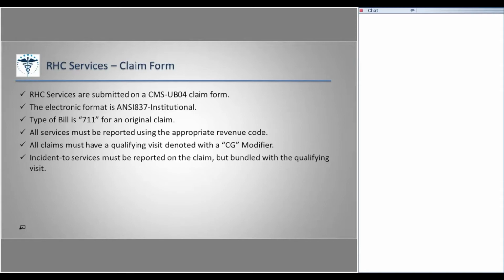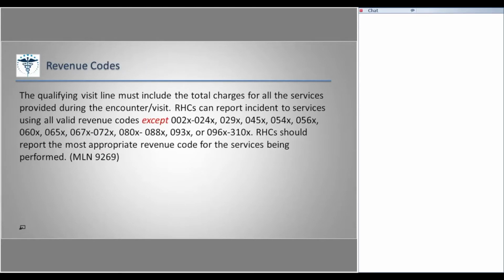We're going to submit our Part A claims on a CMS UB04, which in electronic speak is an ANSI 837 institutional claim. Our original claims are going to be 711 revenue or types of bill. We'll cover some other types of bill in advance. We have to use a revenue code. All of our qualifying visits have to be denoted with the CG modifier. We've got to report our incident to services on the claim, but bundled with the qualifying visit.